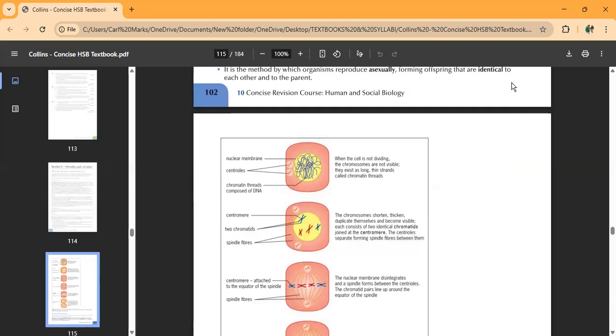So the first diagram shows us what happens when the cell is not dividing. Do you see those fine threads in the middle of this yellow ball? Those are the chromatin threads, right? Now, when the cell is not dividing, the chromosomes are not visible. They exist as long, thin strands called chromatin threads.